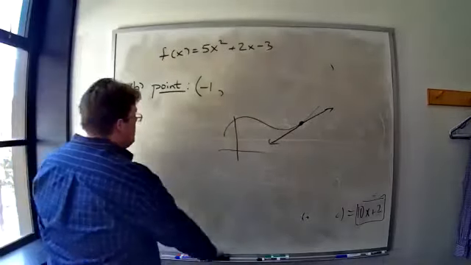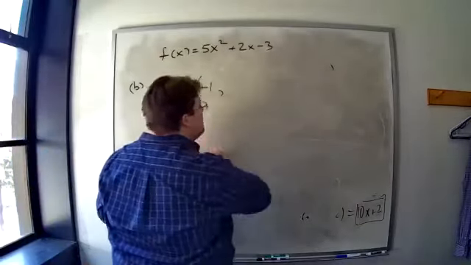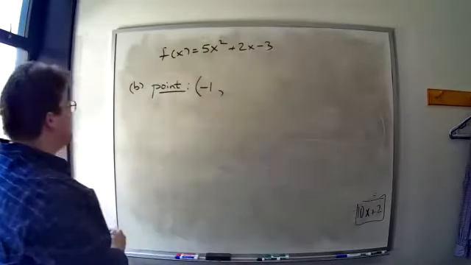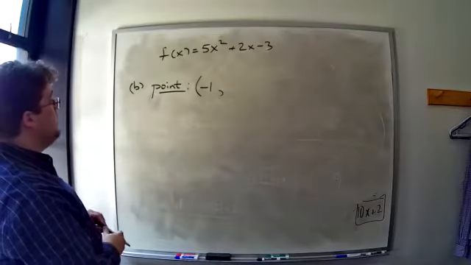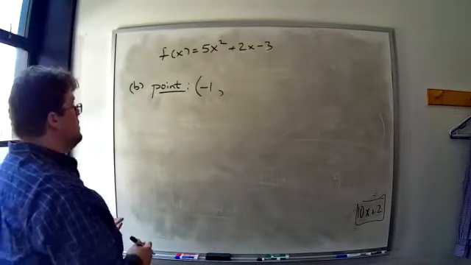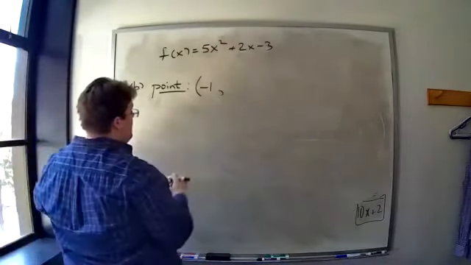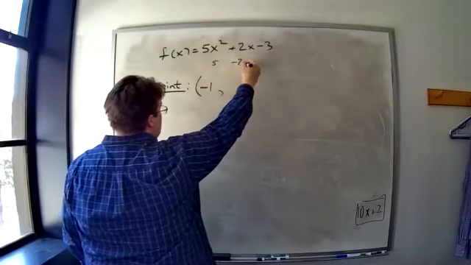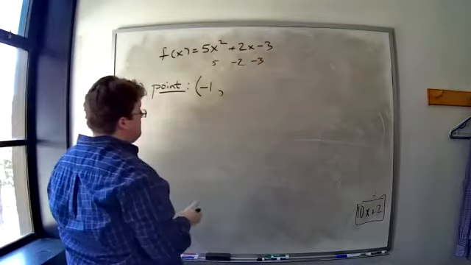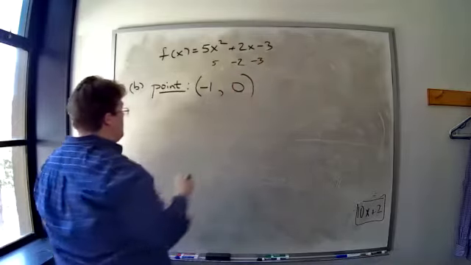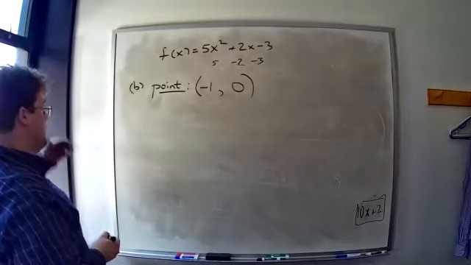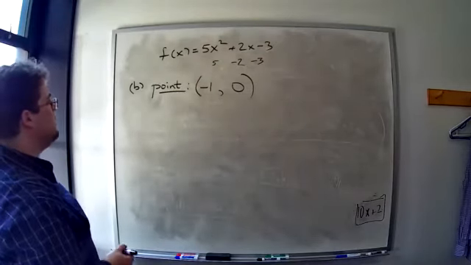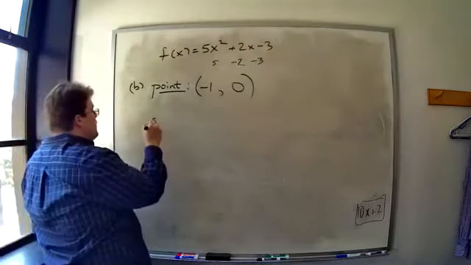So for part B, we need a point, we need a slope. Well, the point is given by the function at -1, the original function at -1. So you get 5 minus 2 minus 3, so you get negative 1, 0. So 5 minus 2 minus 3 gives us our y value for the point.